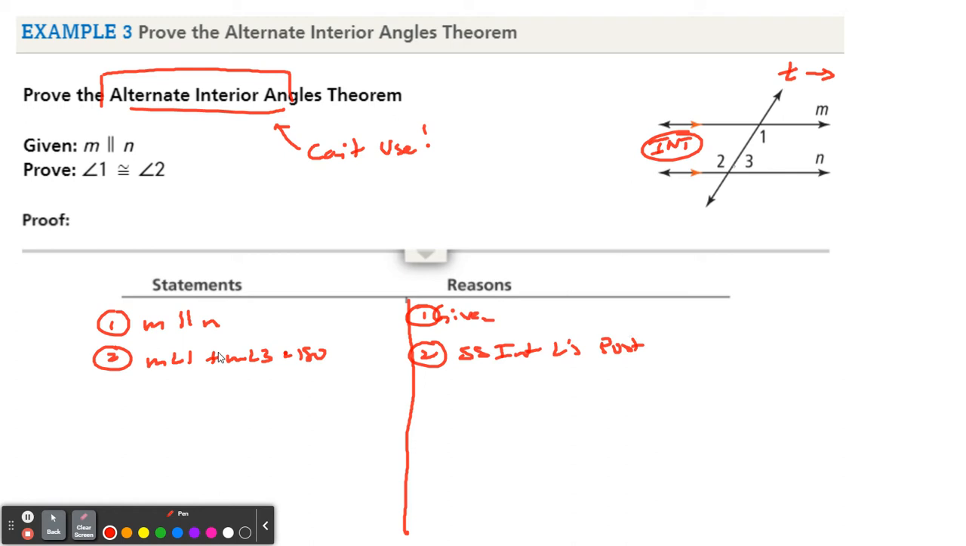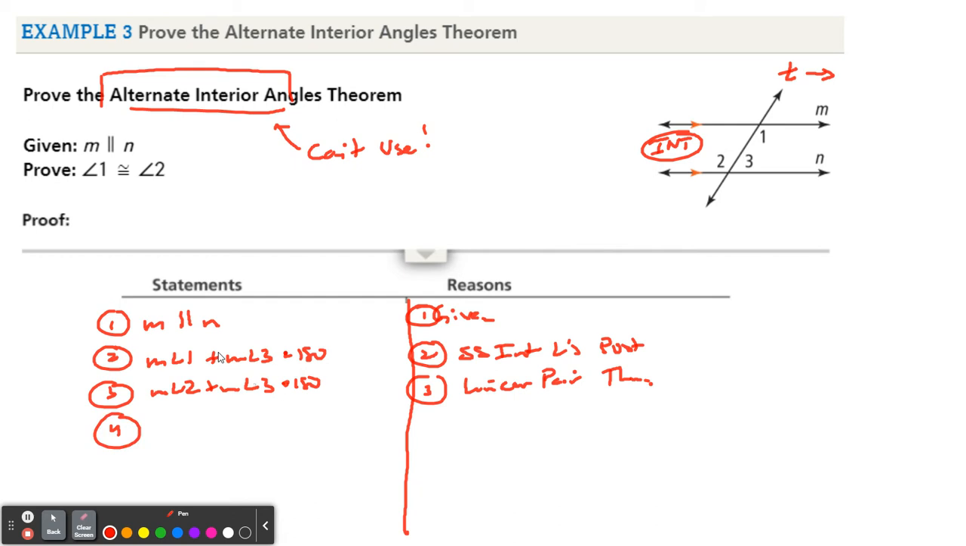Now, what about angle 2 and angle 3, right? They're right next to each other. They're adjacent to each other. They form this line N. They are a linear pair. They will also be supplementary. Angle 2 and angle 3 will equal 180. They're also supplementary because they are a linear pair. And we called that the linear pair theorem, but again, linear pair.